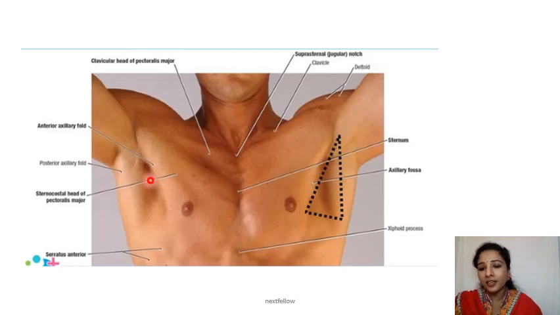So axilla is like a gateway for all the neurovascular structures which supply the upper limb, passing from the neck into the upper limb via the axilla. And there are several lymph nodes, called axillary lymph nodes, which are clinically important, located in the axilla.